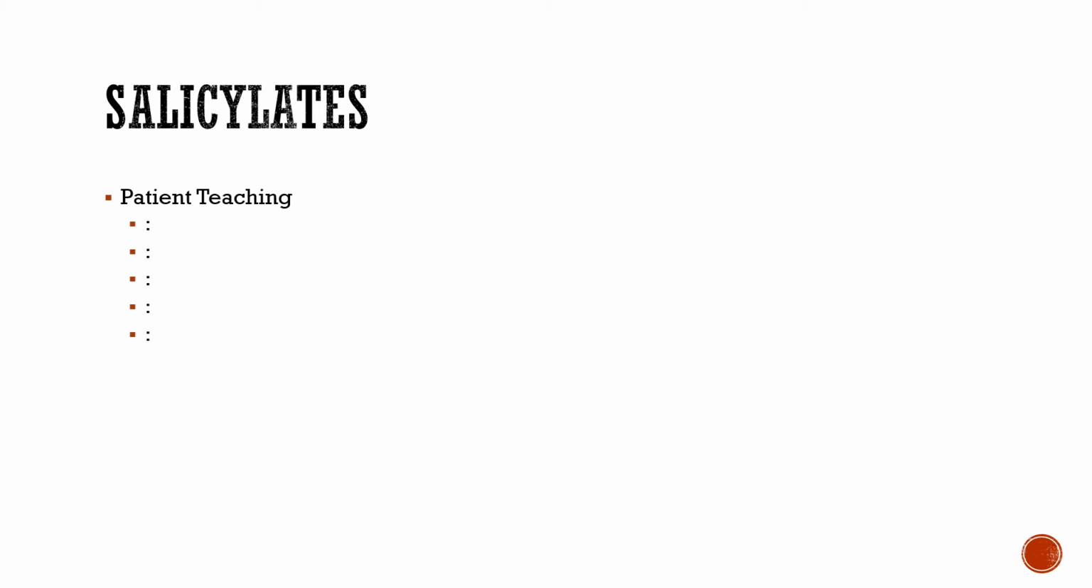It's signs and symptoms of bleeding. We're going to teach them about that: tarry stools, or even red stools, just depends on where that's at. Weakness, pallor, all those signs and symptoms of bleeding, easy bruising.